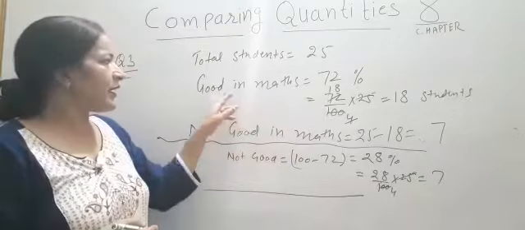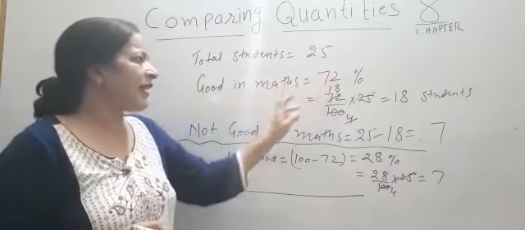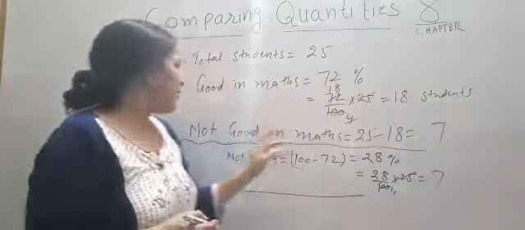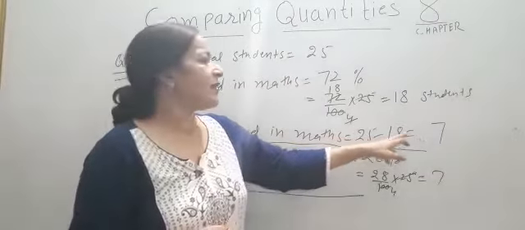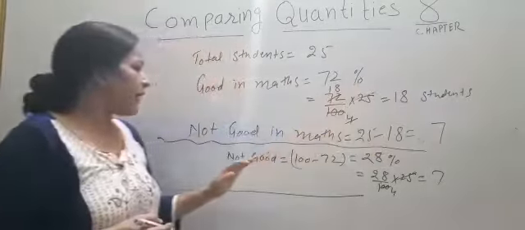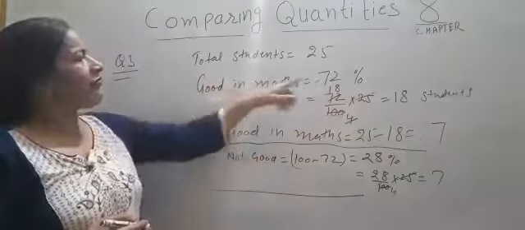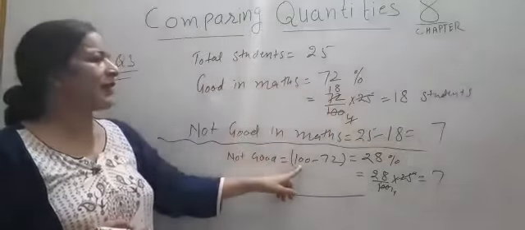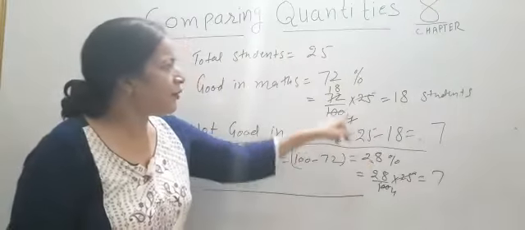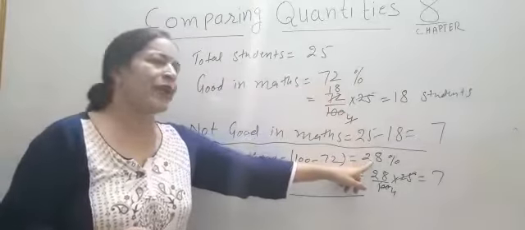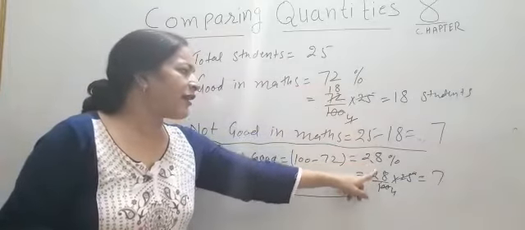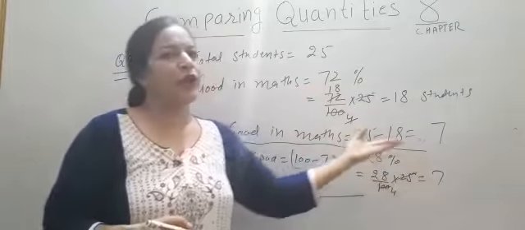What is the difference here? I have good in maths, then I find the number good in maths. Then not good in maths means total students minus good in maths. But here what I did, I found the percentage of not good in maths. Then they are 28% because 72% are good. Then 100 minus 72, 28% not good. Then find the 28% of 25. You can opt for any way.